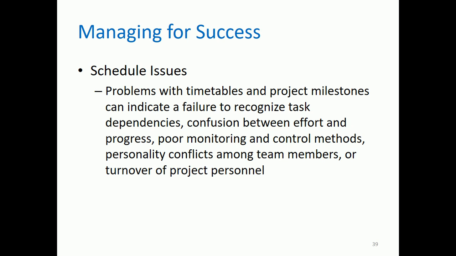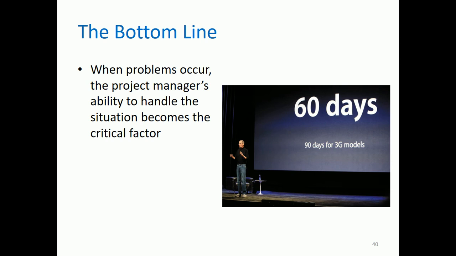And then, the turnover of the project personnel. Again, the sudden resignation, and then rehiring and then resignation again. That's a very high turnover rate for project personnel. So the bottom line is when problems occur, the project manager's ability to handle the situation becomes the critical factor. That's where a very good or skilled project manager comes into the scenario when these problems occur. How does the project manager handle these problems?